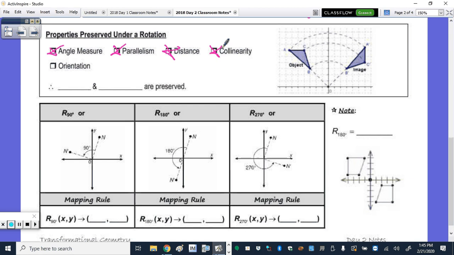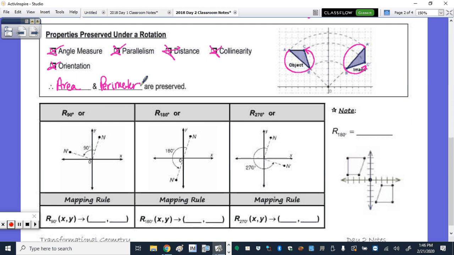So let's check orientation. A, B to C, that is a counterclockwise notation. A prime, B prime, C prime is also noted in a counterclockwise notation, so therefore orientation is preserved. And because it's a rigid motion, your area and perimeter will also remain the same.